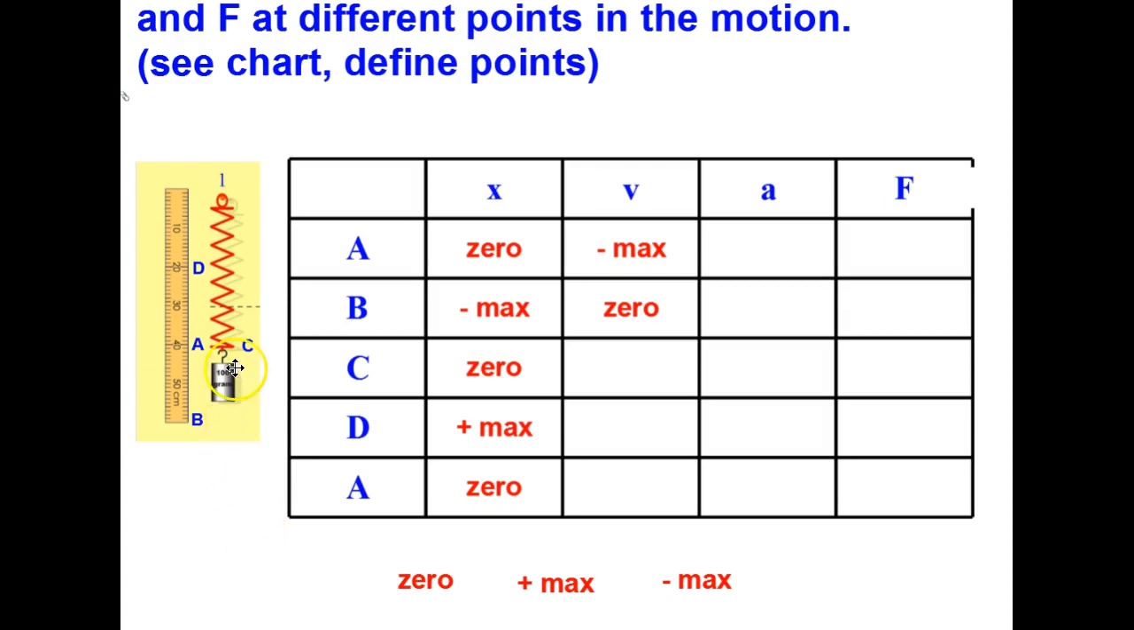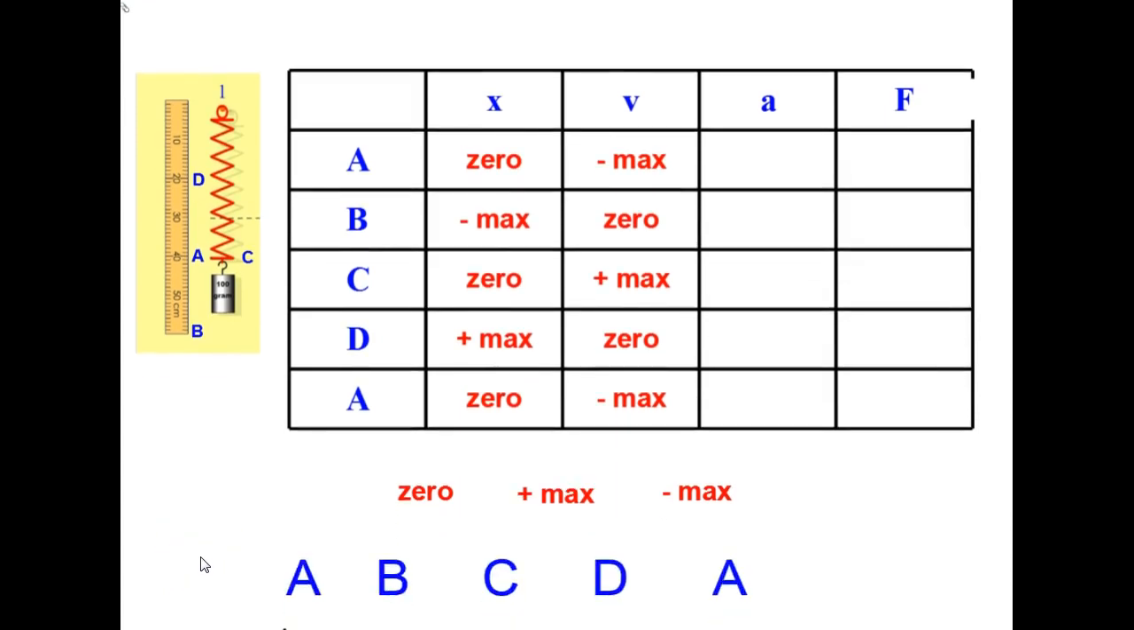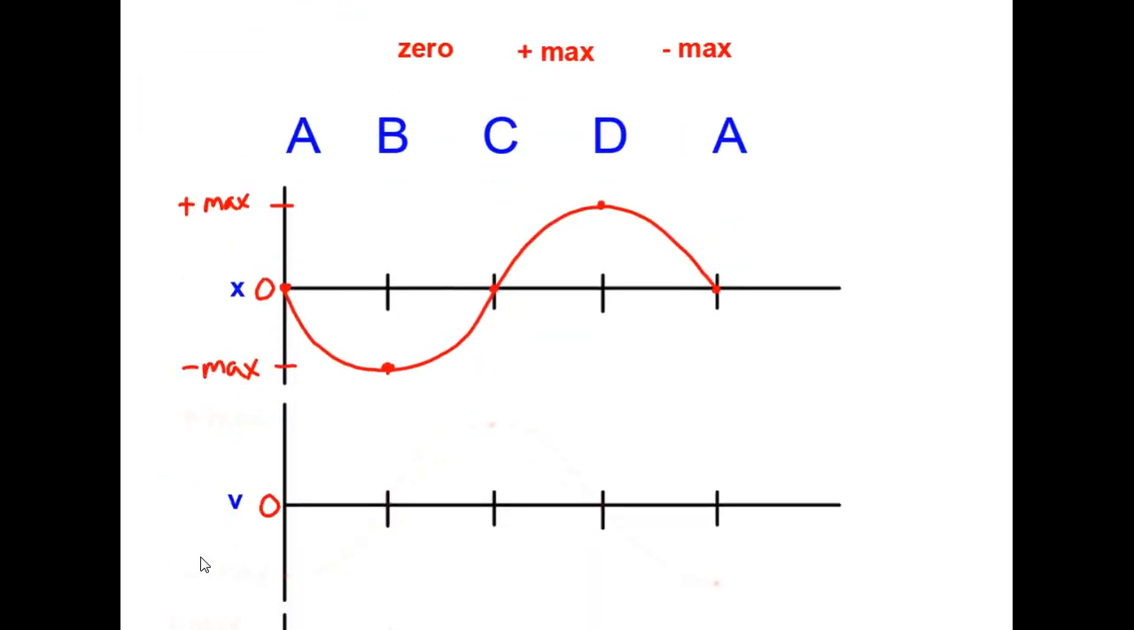At point C, it's again back to equilibrium, so we have a max value, but it's on its way up. So we would say at point C it has a positive max value. D, at the top of the oscillation, the system has to come to rest in order to change direction in order to go back down. So at D, we have a 0 velocity. And then we are back to A, where we've already established that we have a negative max value at point A.